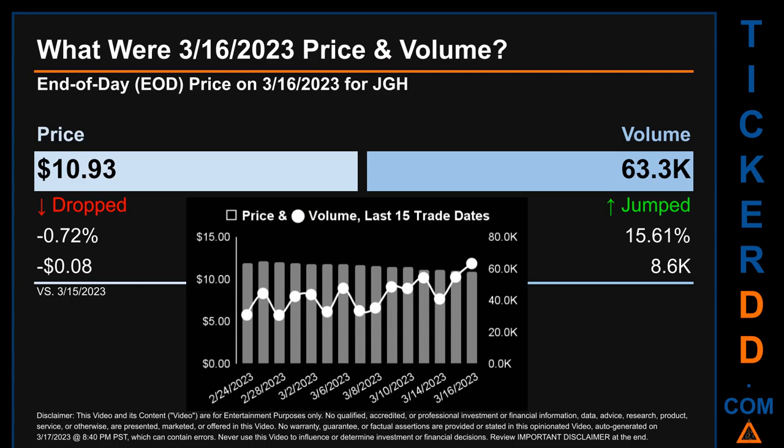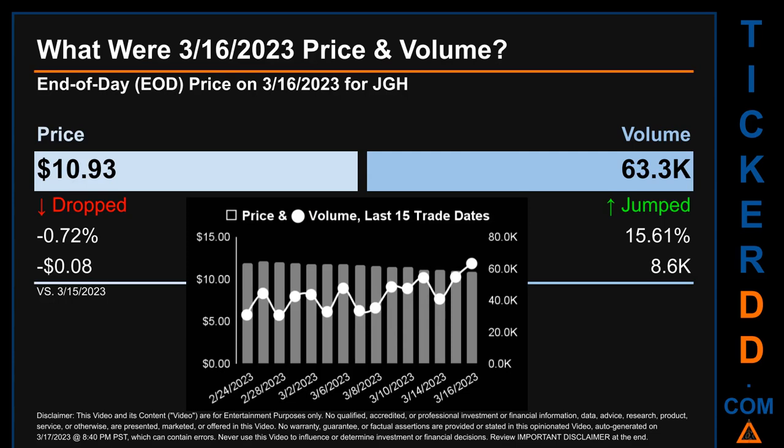What was end-of-day price and volume for JGH? On Thursday, March 16, 2023, JGH had an end-of-day price of $10.93 and volume of about 63.3 thousand. Compared to the previous trading day, the price dropped 0.72%, losing 8 cents, while volume jumped 15.61%, increasing about 8.6 thousand. The graph shows price and volume for the last 15 trade dates.